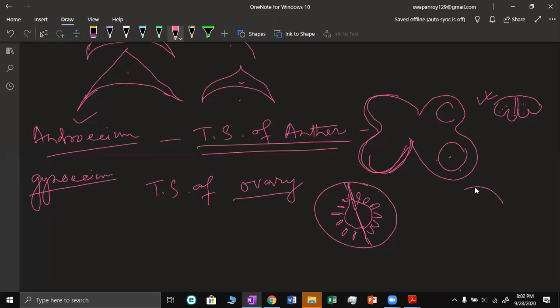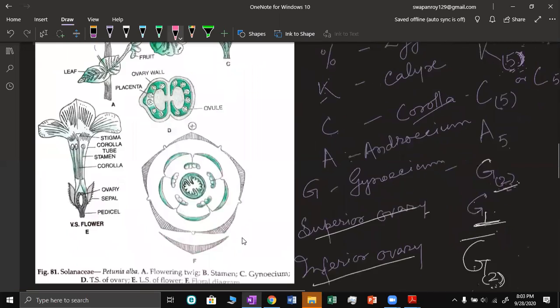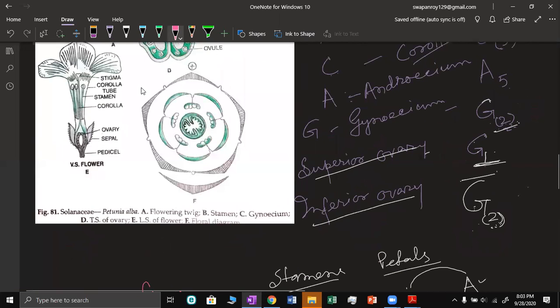In case of Malvaceae, the Malvaceae members are lady's finger, cotton. In that, how many chambers? They have five chambers. This is axial placentation and ovules are attached here. Okay, so this way transverse section of the ovary is drawn, and they are drawn in a sequence.